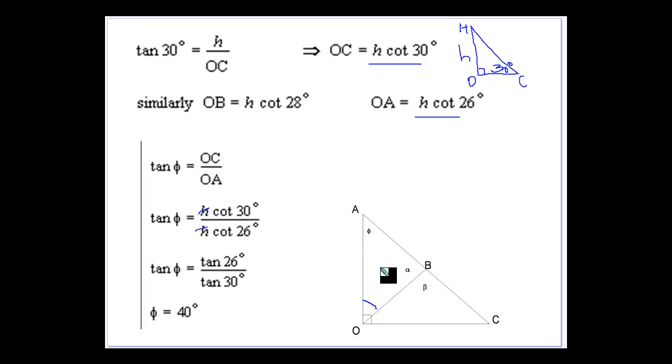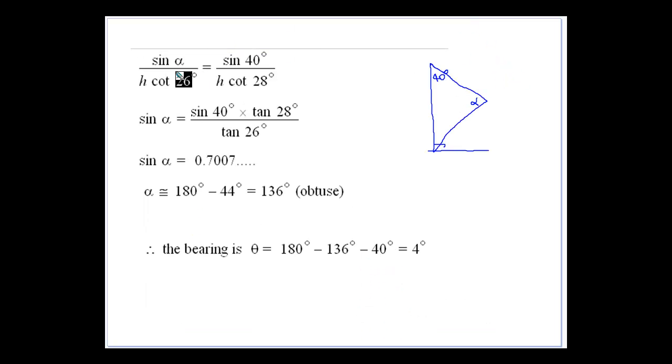I've got OA, I've got OB, and I've got the sides opposite, so I can set up the sine rule. So sine of alpha on H cot 26 is equal to sine of 40 on H cot 28. Again, the H's cancel. Cot 28 becomes tan 28, and multiplying by cot 26 becomes dividing by tan 26. That gives us sine of alpha being equal to that. Now, taking the inverse sine, if you put it in your calculator, you get alpha would equal 44.